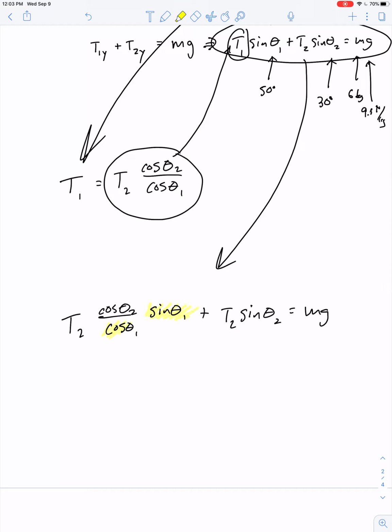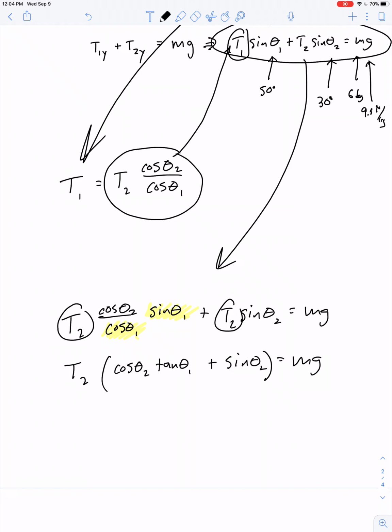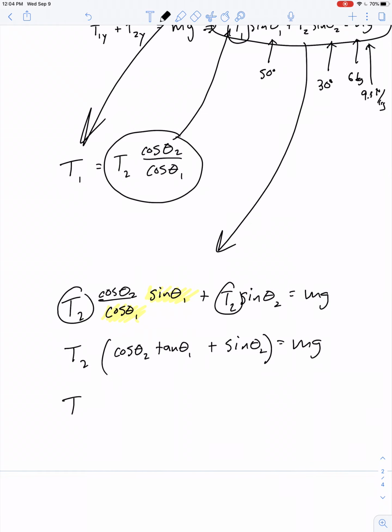Sine of theta 1 divided by cosine of theta 1 would be what? Same as tangent of theta 1. So we could write it like this. Factor out the T2, right? T2 times the quantity cosine theta 2 tangent theta 1 plus sine theta 2 equals mg. So T2 is equal to mg divided by cosine theta 2 tangent theta 1 plus sine theta 2.